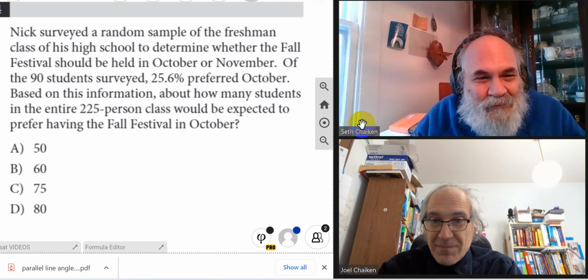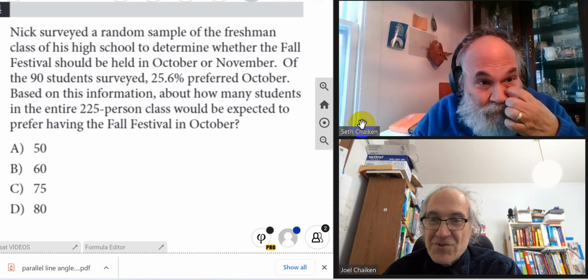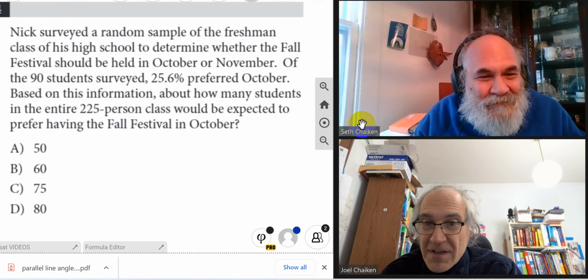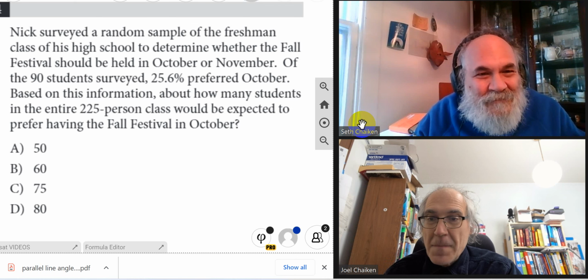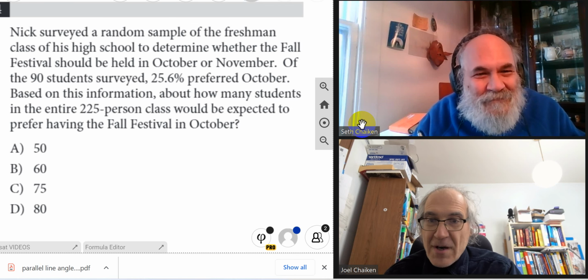Word problem with percent. I see the percent sign. Nick surveyed a random sample of the freshman class of his high school to determine whether the fall festival should be held in October or November. Of the 90 students surveyed, 25% preferred October. Based on this information, about how many students in the 225-person class would be expected to prefer having the fall festival in October?